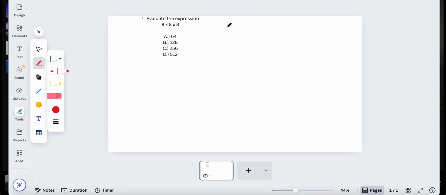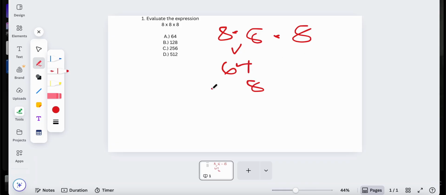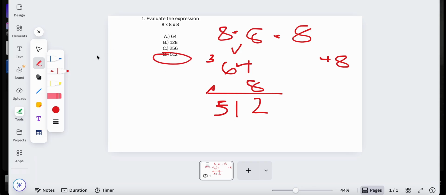Now to solve this, we know that 8 times 8 times 8, 8 times 8 is 64. When there's 64 times 8, 8 times 4 is 32, 6 times 8 is 48, 49, 50, 51. So that means number 1 will be D. Moving on to the next question.